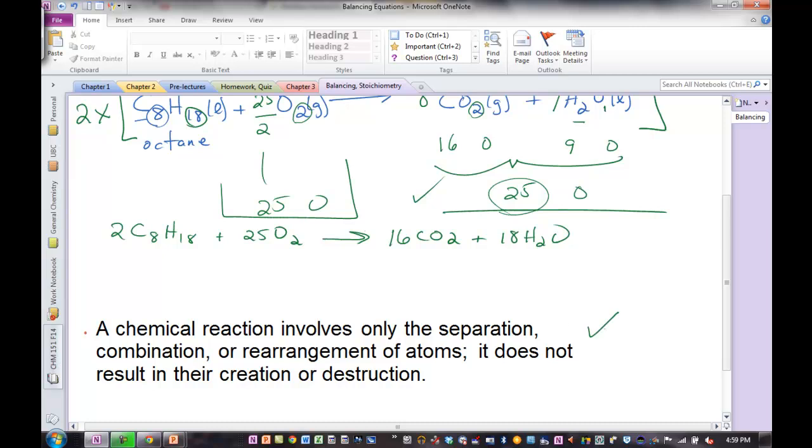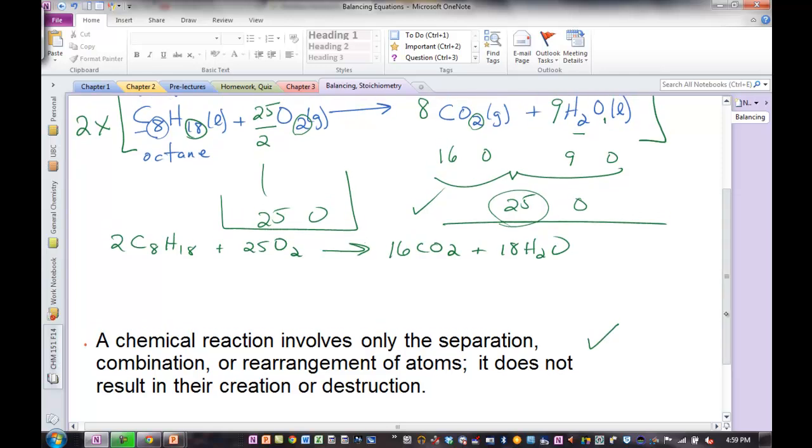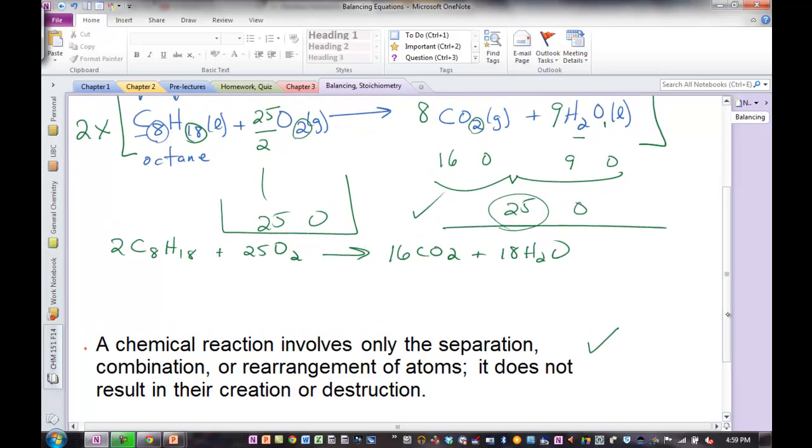A chemical reaction involves only the separation, combination, or rearrangement of atoms. Okay, so we are certainly rearranging the atoms. Let me scroll back up just a little bit. In this reaction, carbon was bonded to hydrogen in octane. Now carbon is bonded to oxygen in CO2. Okay, we are making and breaking bonds.